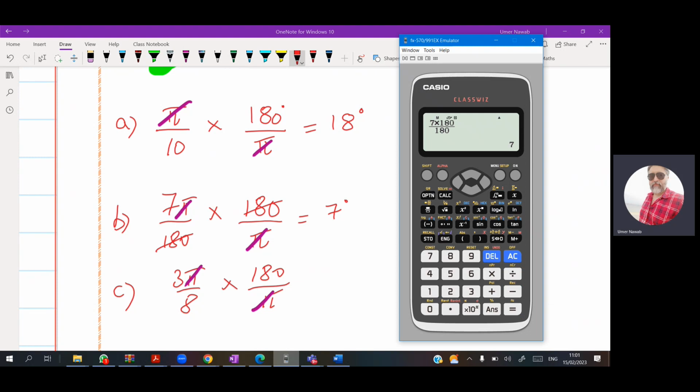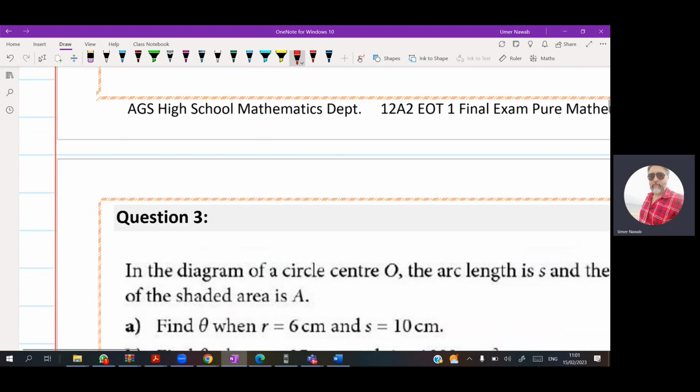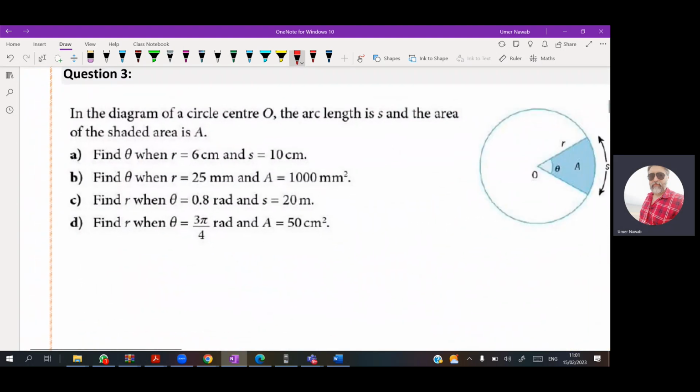Then next one, 3 times 180 divided by 8 gives us 67.5 degrees. Now we come to question number 3.